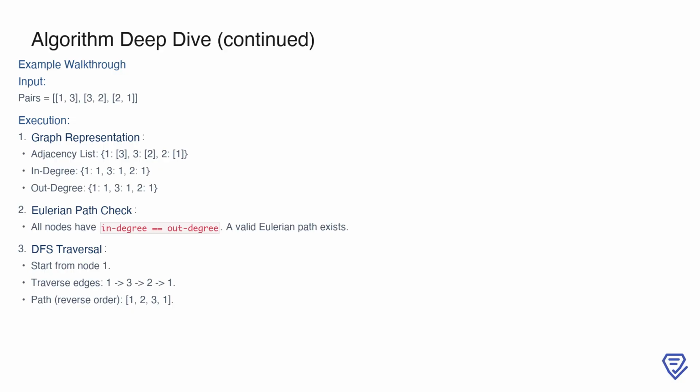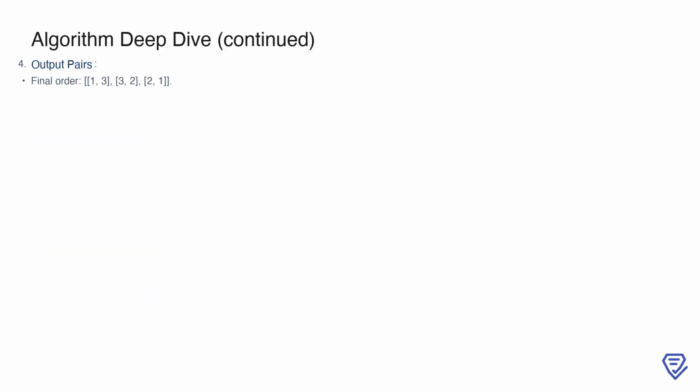Starting from node 1, we traverse the edges in the order 1-3-2-1. As we visit each edge, it is removed from the graph, and the traversal builds the path in reverse order: 1, 2, 3, 1. Finally, we reconstruct the sequence of pairs from the path.